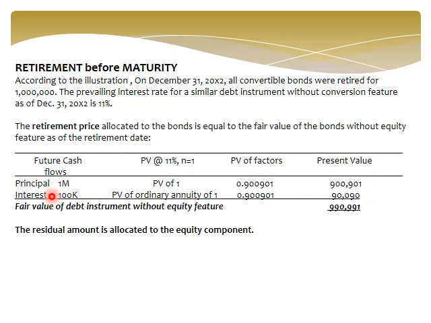Interest naman, the remaining interest or cash outflow from the entity is 1 interest na lang, 1 year interest na lang for the year 2003. So, therefore, PVOA of 1 at 11% for 1 period na lang. So, 0.900901 times 100,000, so we have 90,090. So, the fair value of that instrument without the equity feature, the market value of the bonds without the conversion privilege is 990,991. The residual amount is allocated to the equity component.